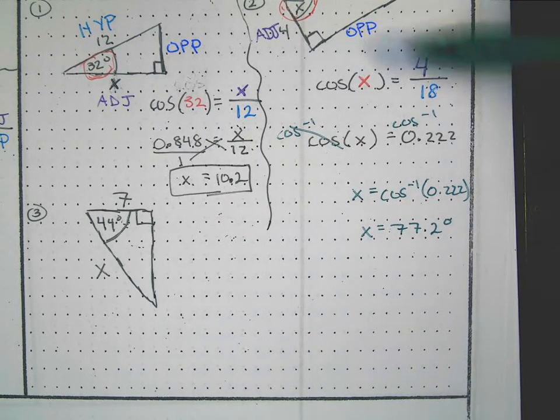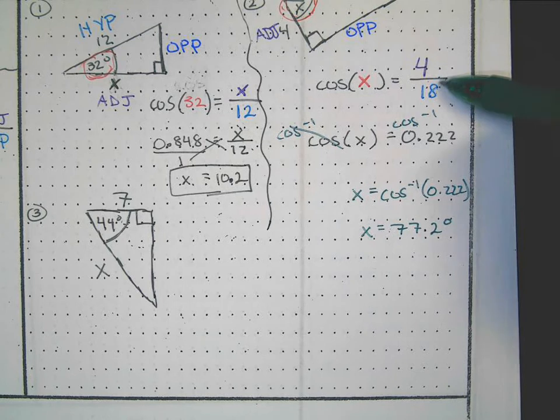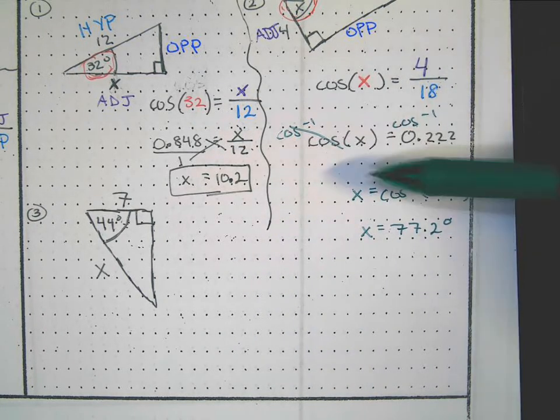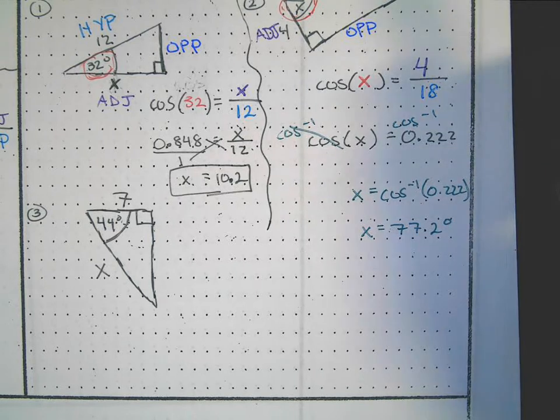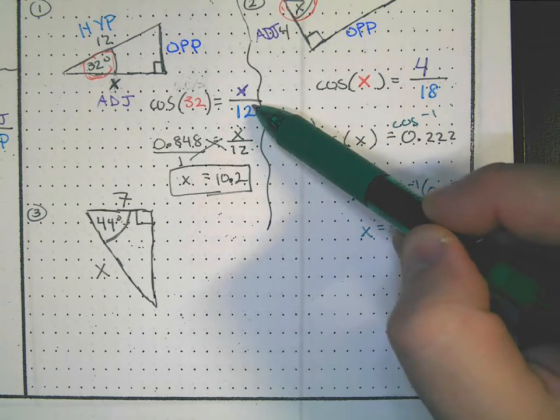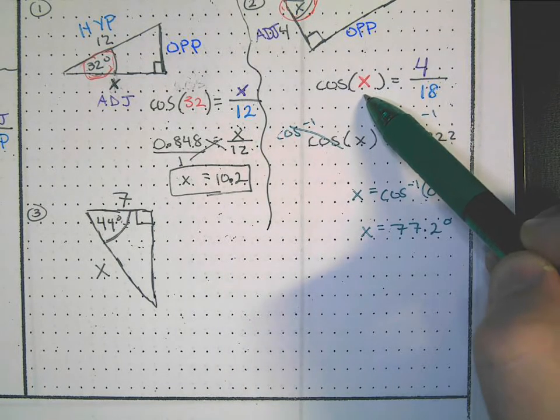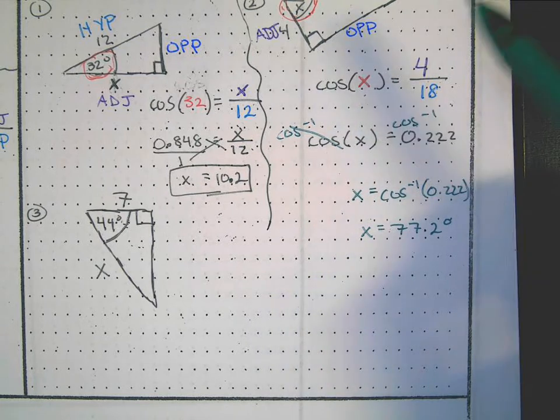So it's really like if we set it up, there are going to be different ways of setting up. We're just plugging things in where they're supposed to go. Then we have to decide how we're going to solve. If x is in our fraction, we have to use cross multiplication. If x is inside of our trig function, we have to use inverse trig to get x by itself.